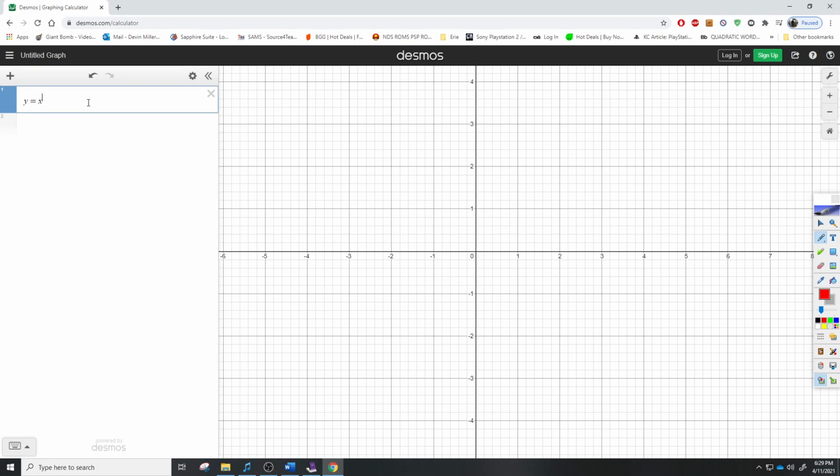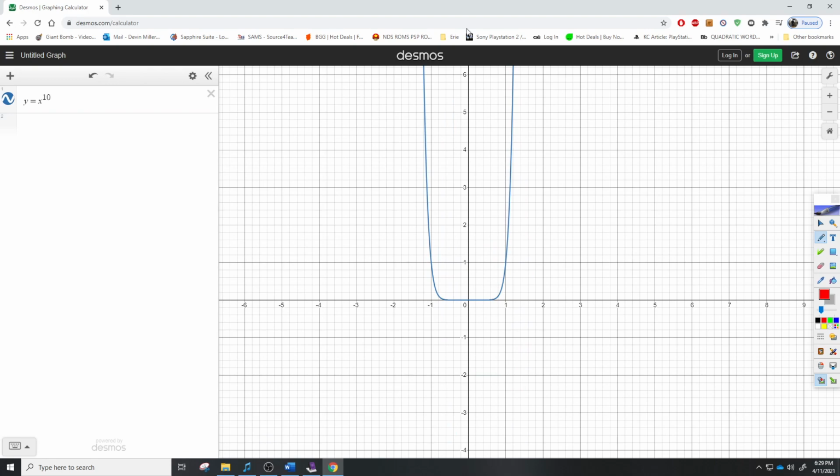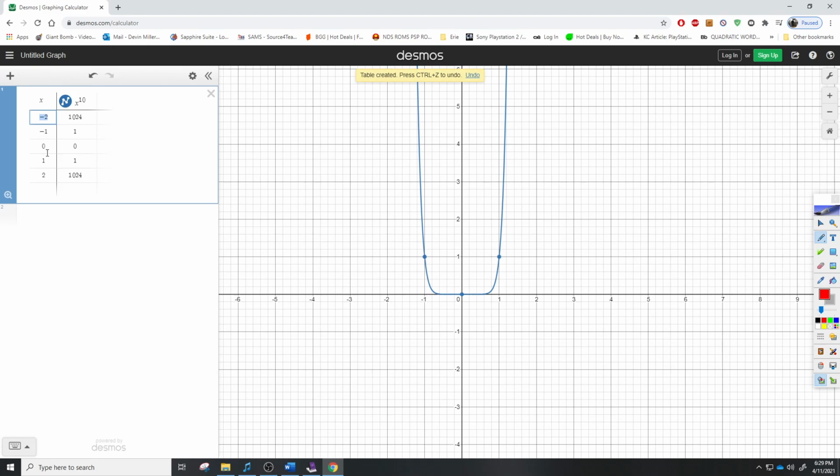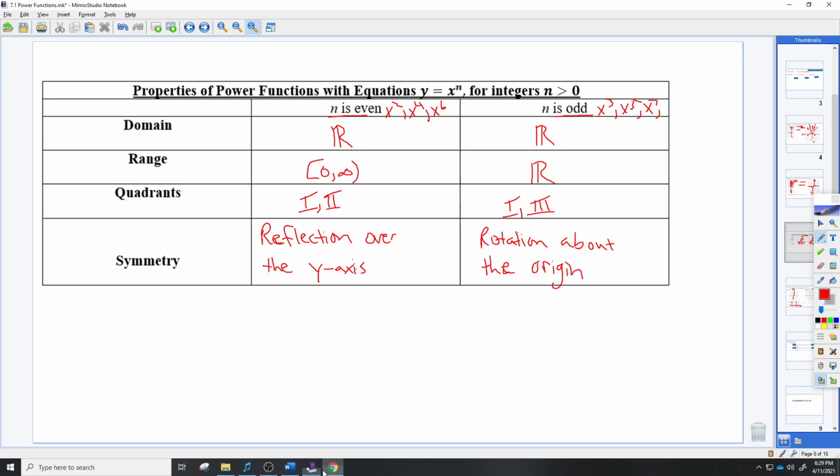Probably shouldn't have picked such a big number. It's going to be really skinny here. So it has that parabola shape. Let's bring up a table. Oh yeah, same kind of idea. We can't even graph 2 because it's 1,024. That one goes up really, really fast.